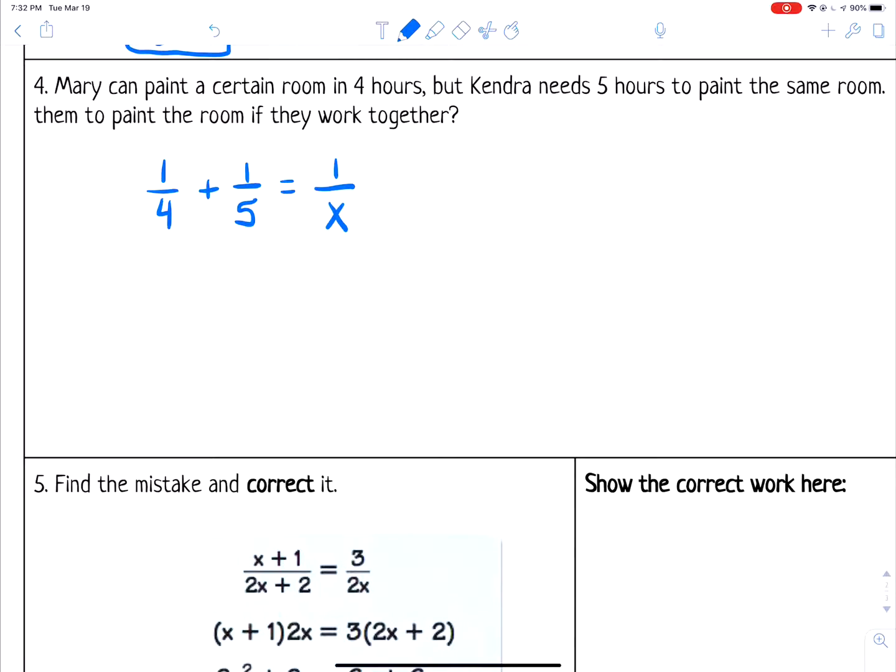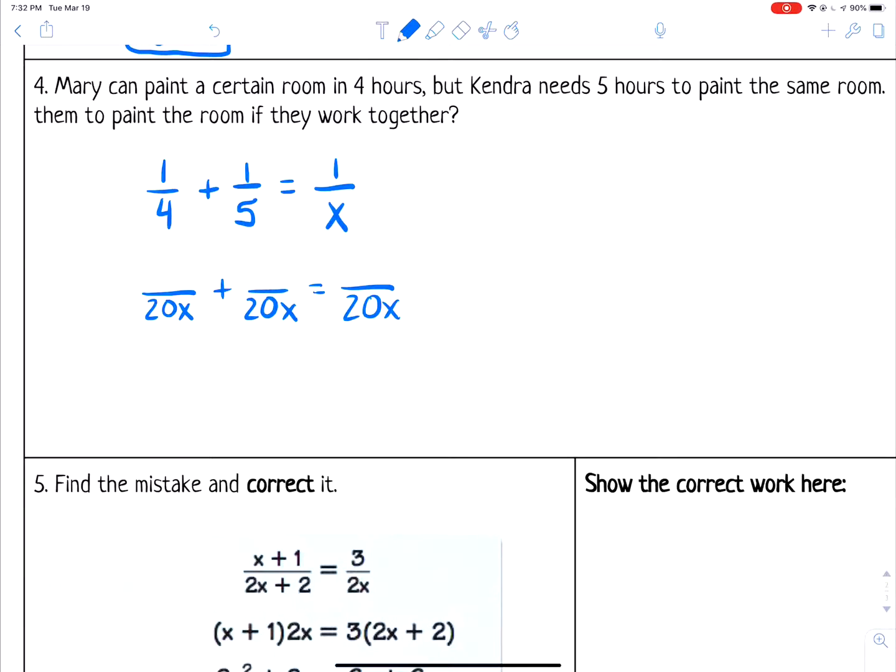So then this is a rational equation, so we can get a common denominator of 20. We could do this two different ways. So I'm going to do this way first, and then we'll look at it another way. If I get a common denominator, it would be 20x.